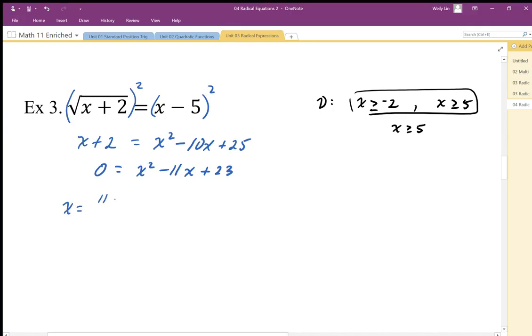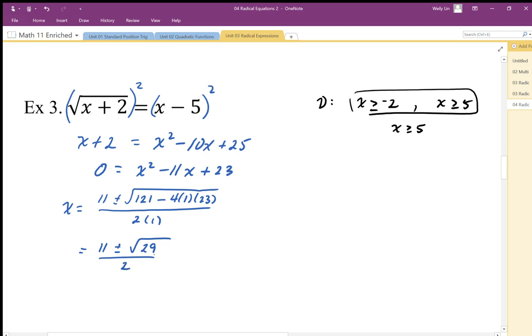So I end up with 11 plus or minus the square root of 11 squared minus 4 times a times c, all over 2 times a. So what's that going to be? That's going to be 121 minus 92. So we end up with 11 plus or minus the square root of 121 minus 92, which gives me 29, all over 2.